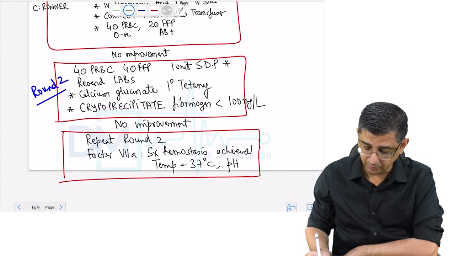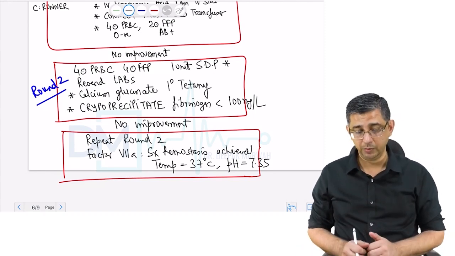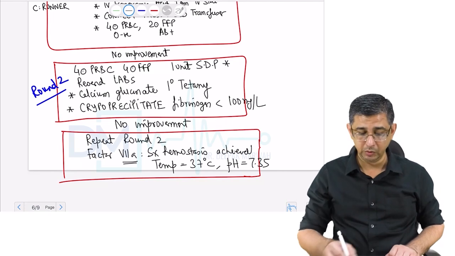The initial pH of the patient was 7.2. Now it is stabilized to 7.35, 7.36. So you have taken care of the metabolic acidosis and the hypothermia component of the patient, but is still bleeding. That is when factor 7A would be given to the patient.